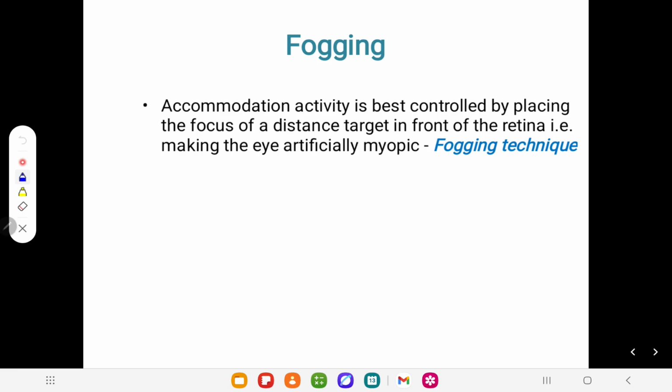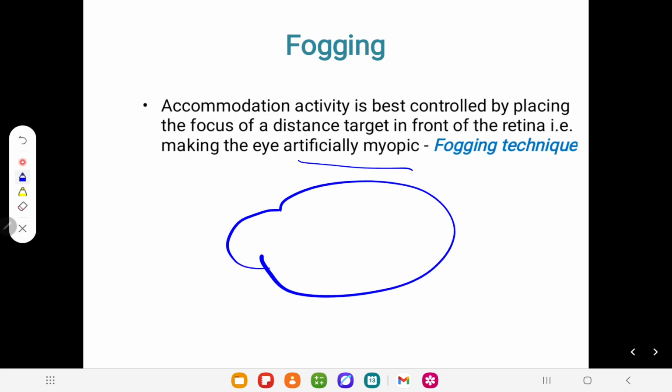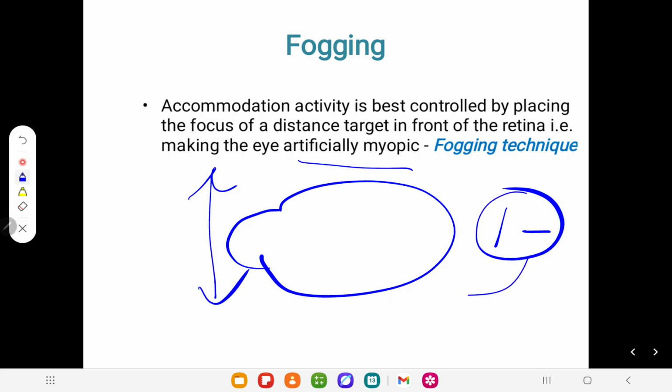So the second technique that is very important is fogging. What is fogging? The accommodation activity is best controlled by placing the focus of the distance target in front of the retina, that is, making the eye artificially myopic. Fogging means making the eye artificially myopic. Let me draw one thing. This is our eye, and let's consider the example of simple hyperopia. This one meridian and this one meridian. What if I place plus power so strong that these two focuses come here, now this and this.